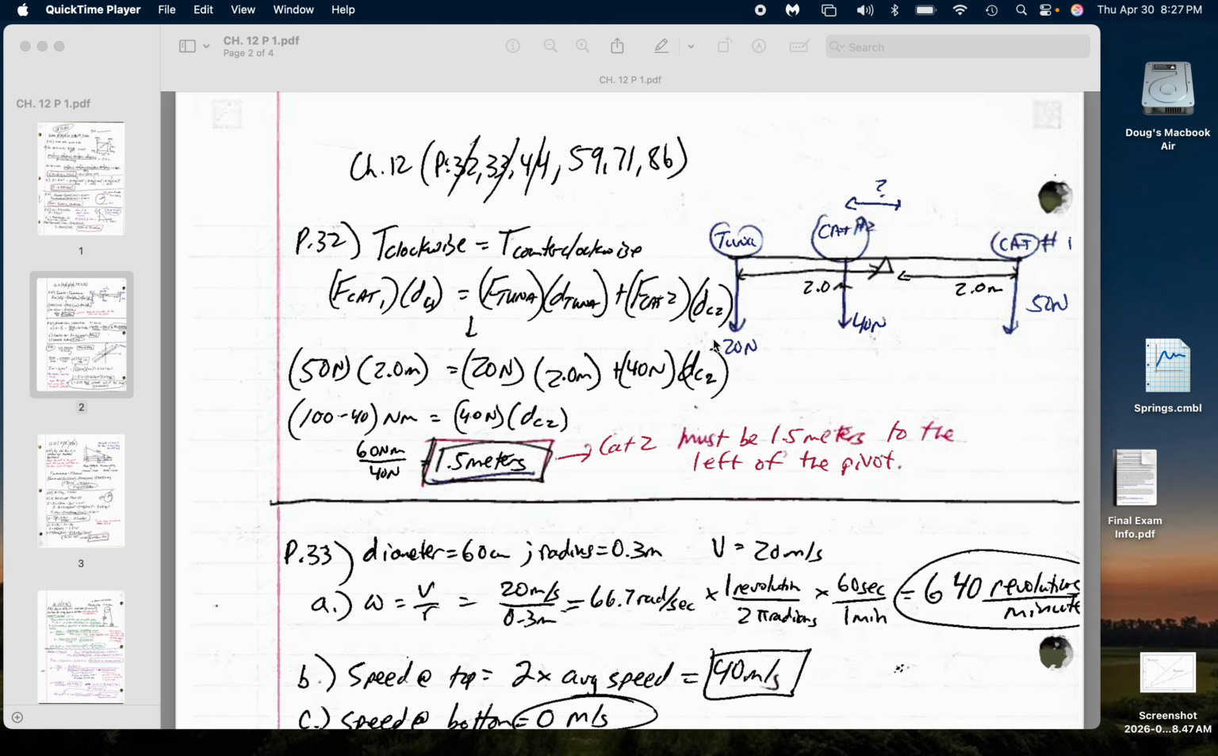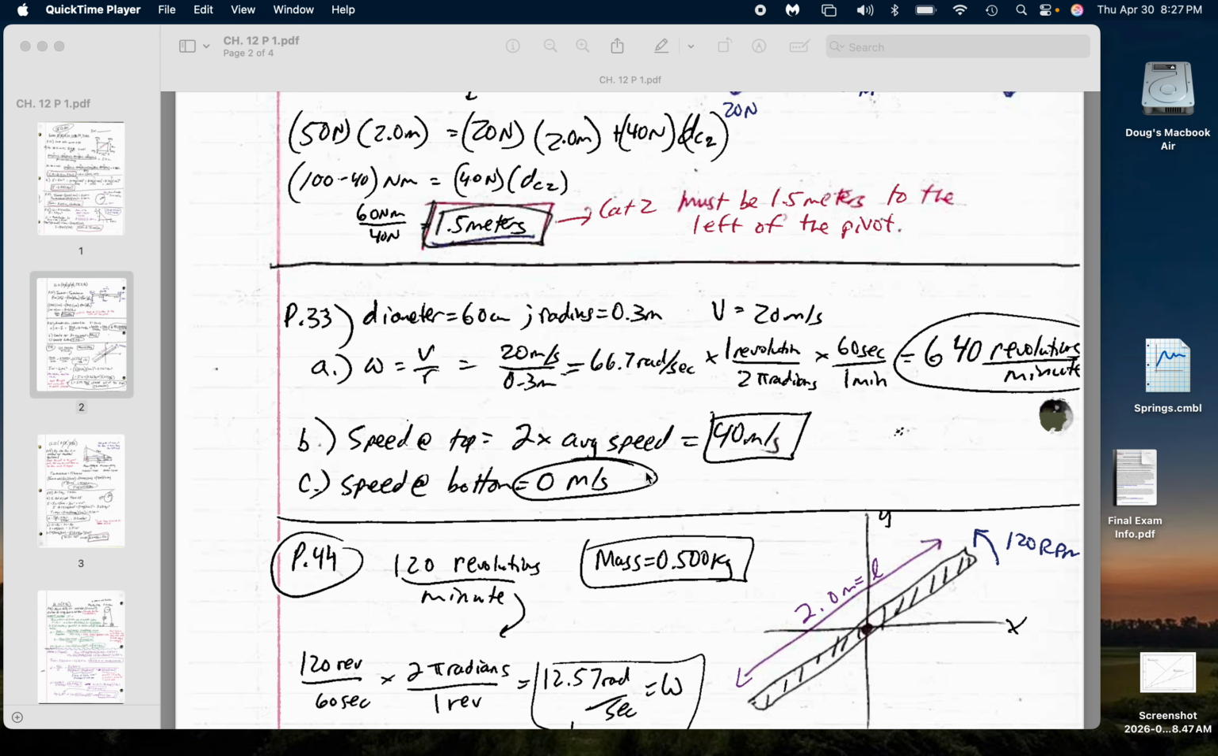For problem 33, it's basically, I think I'll look at this. Open up the book.